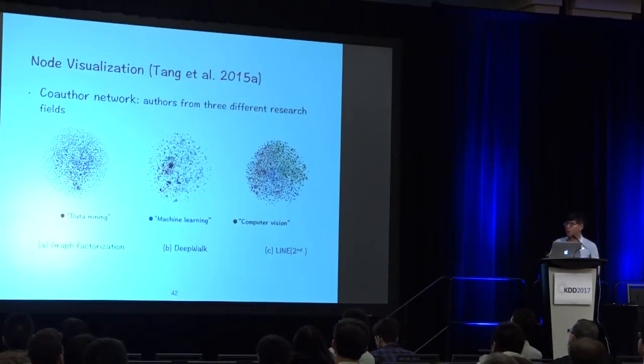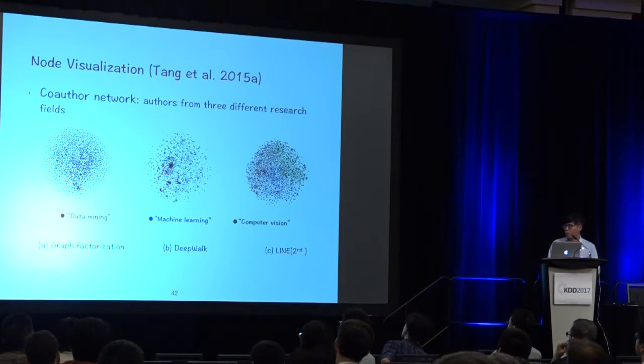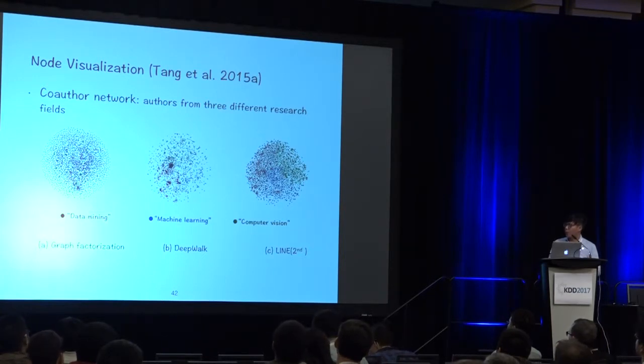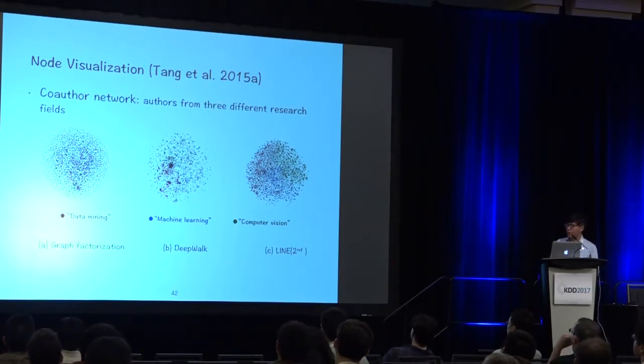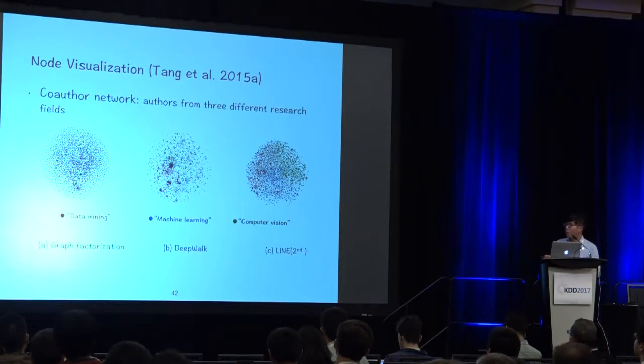And node embeddings can also be used for node visualization. Once we have a node embedding for every node, we can first map the node embeddings to a very low dimensional space, like two or three dimensional spaces, and then we can visualize the entire set of nodes in one slide. Here we construct a citation network with papers from three research fields: data mining, machine learning, and computer vision. These are the visualizations generated with embeddings learned with different models. We can see that the visualization generated by LINE with second order proximity outperforms the visualization generated by the embeddings learned by DeepWalk, and significantly outperforms the visualization generated by graph factorization. Okay.